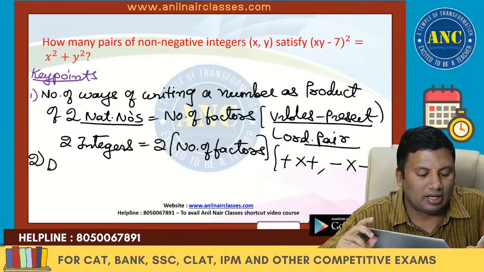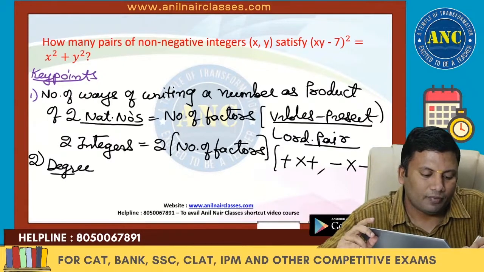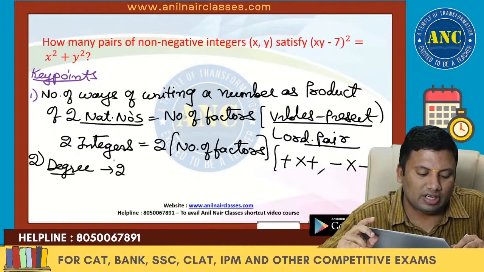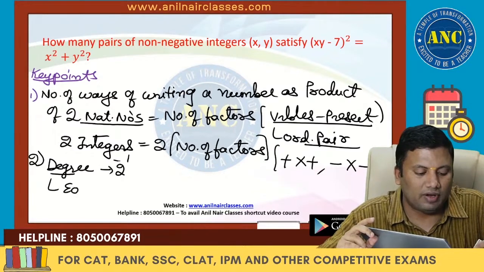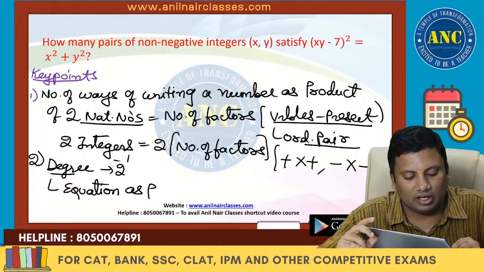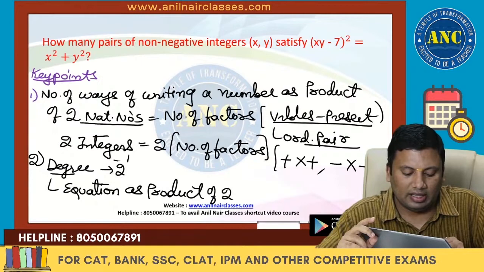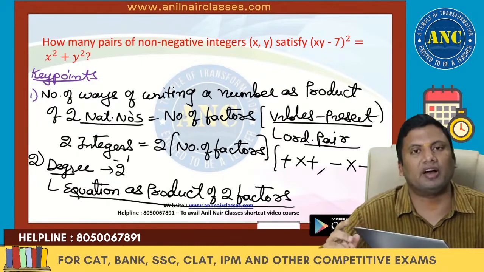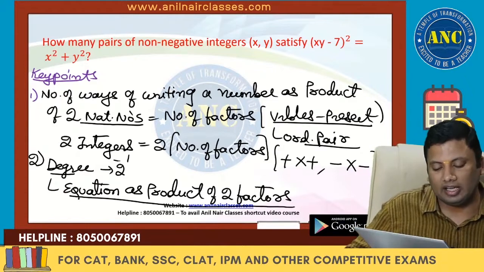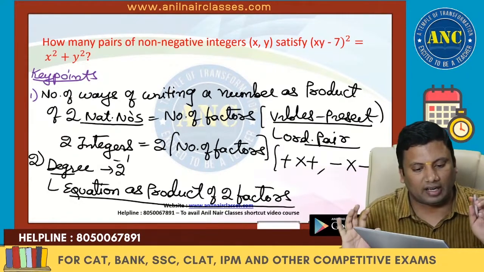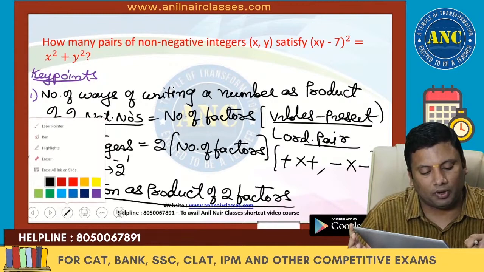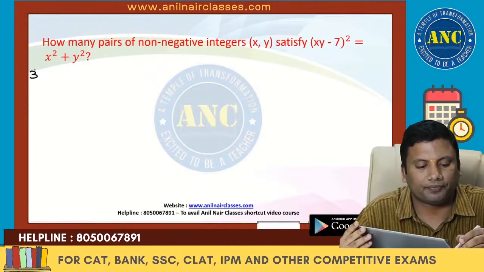Second key point: if the degree of the equation is 2, write the equation as a product of 2 factors. Whenever the degree of the equation is 2, write the equation as a product of 2 factors.